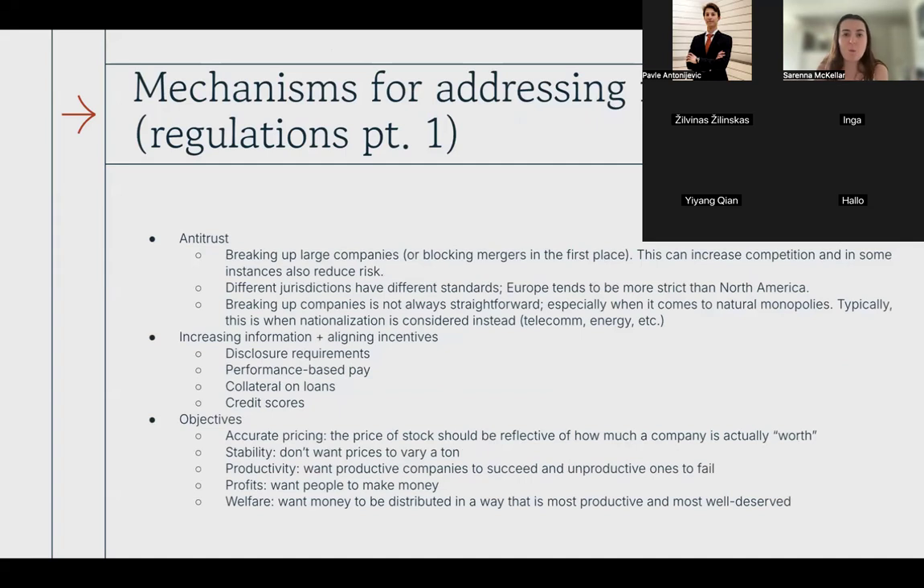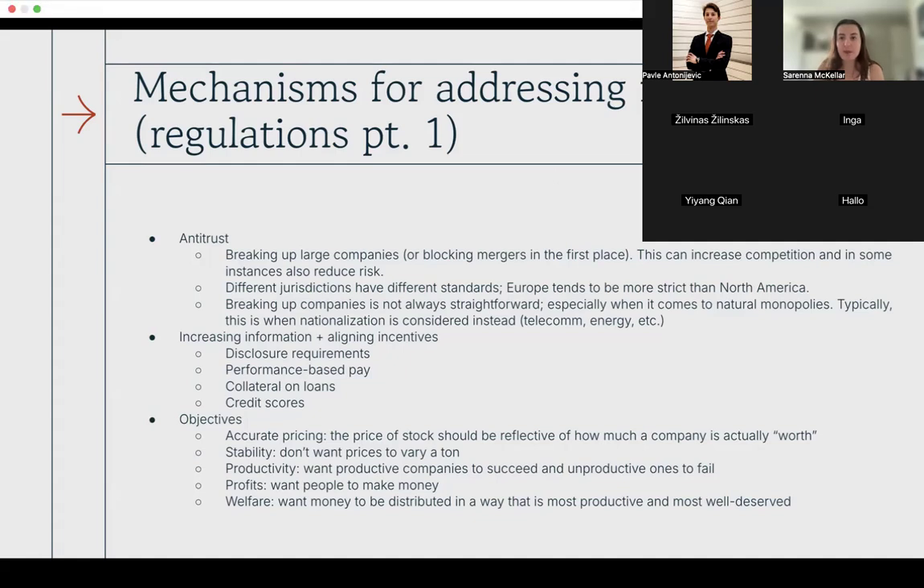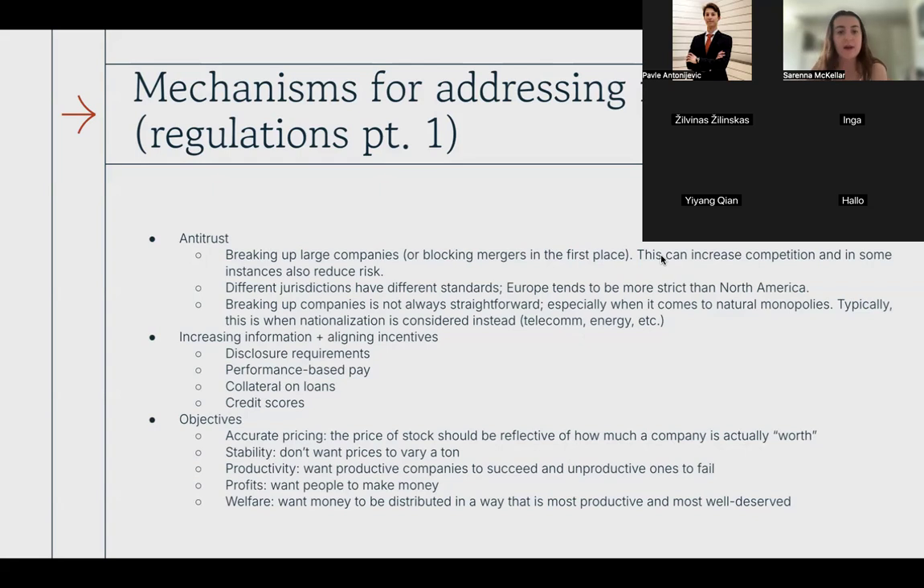In terms of what some mechanisms for addressing the failures that we've talked about are, the first that I'm sure you are familiar with is antitrust, which is breaking up large companies or just blocking mergers in the first place. This has sort of two benefits. The first is increasing competition generally, and the benefits that can flow from that in terms of lower prices, better innovation, sometimes better customer service is also an advantage of this, and also can reduce risk.